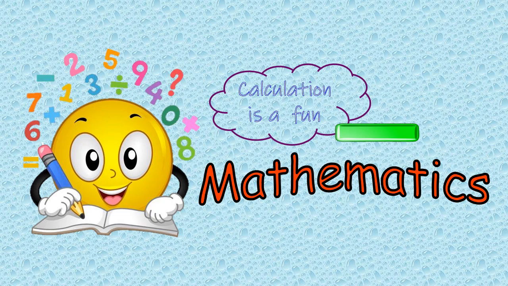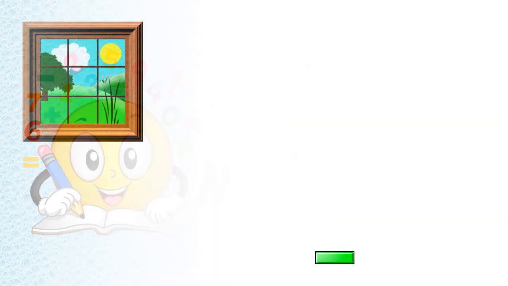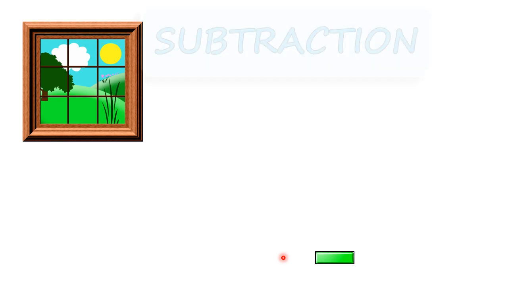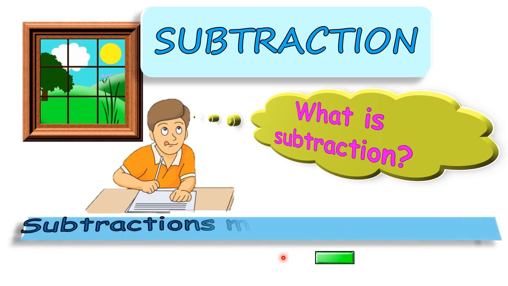In today's lesson, we will be revising subtraction. Subtraction. What is subtraction? Subtraction means to take away. So, what do we take away in math? We take away numbers, a smaller number from a bigger number. And when we take things or numbers away from the bigger group or number, it reduces or becomes less.